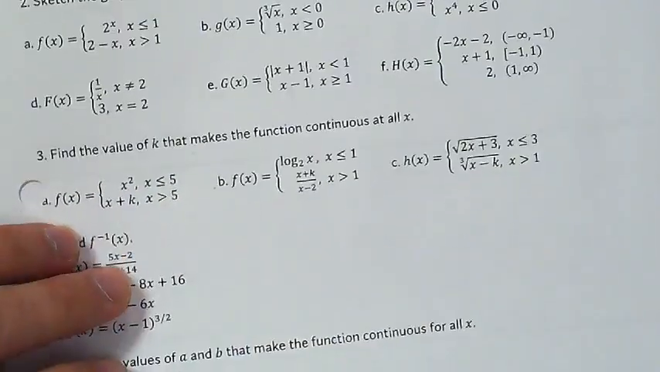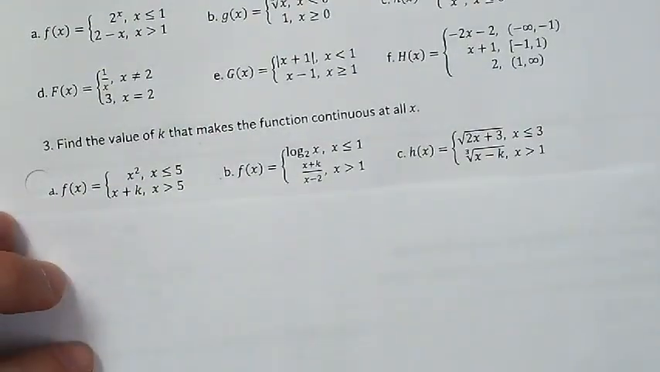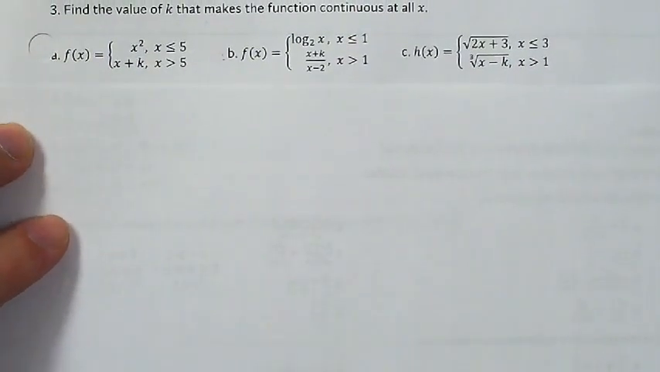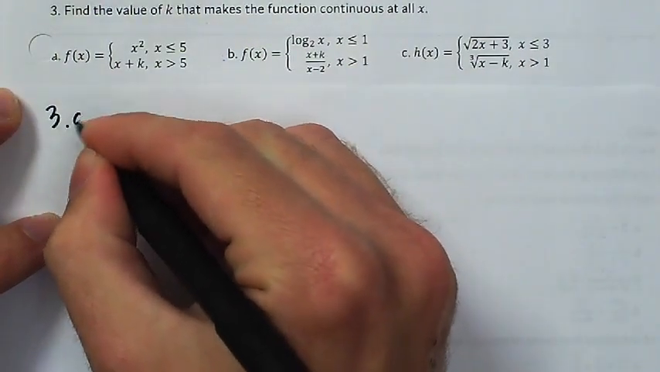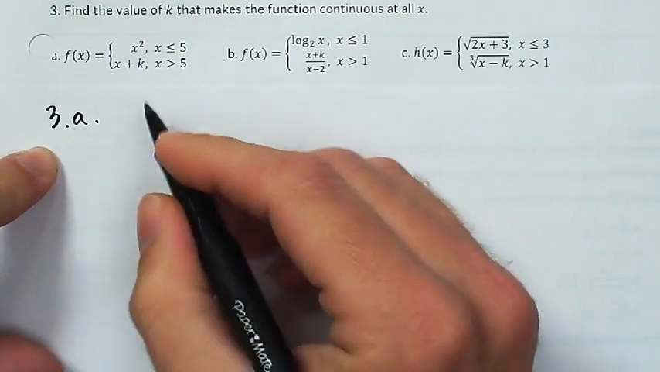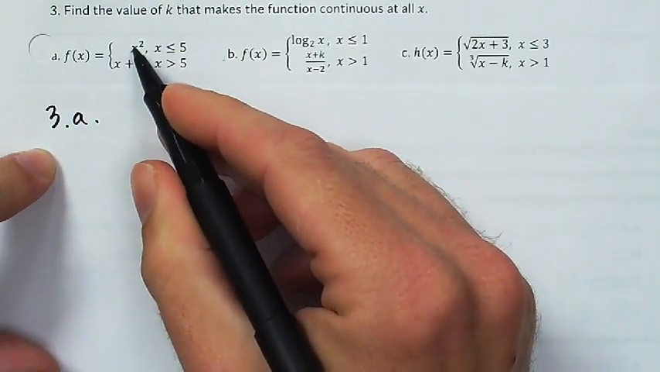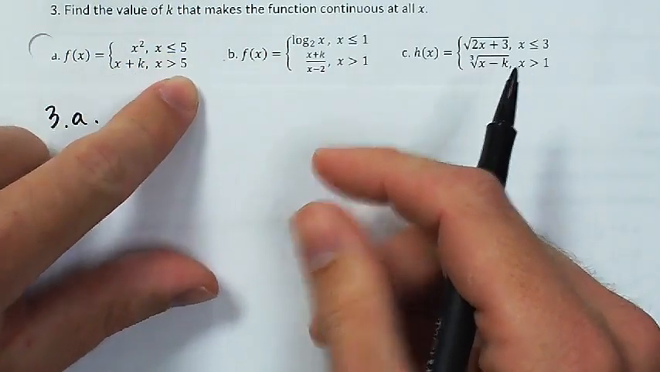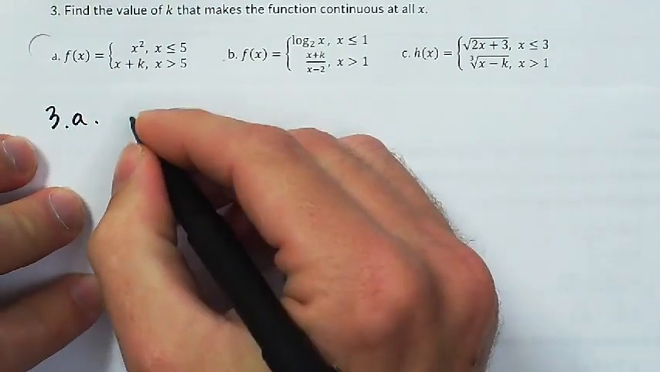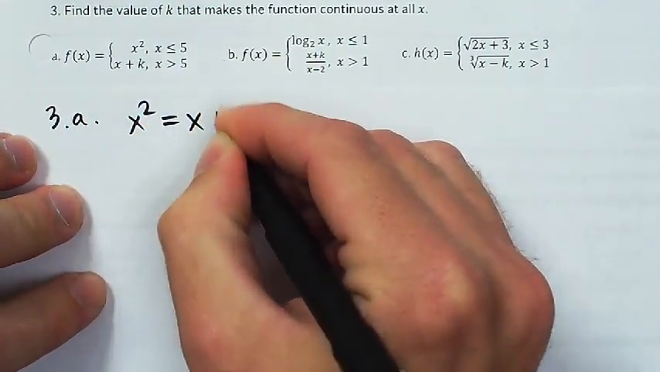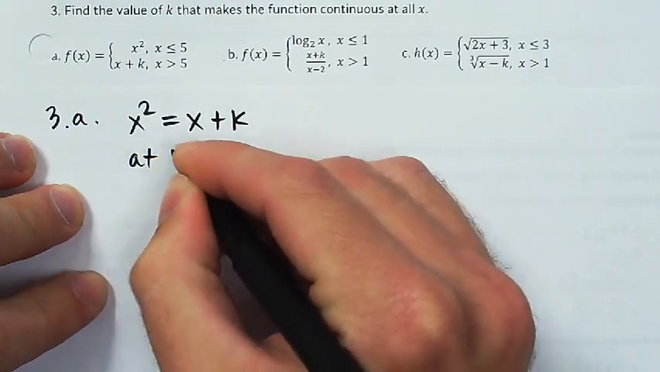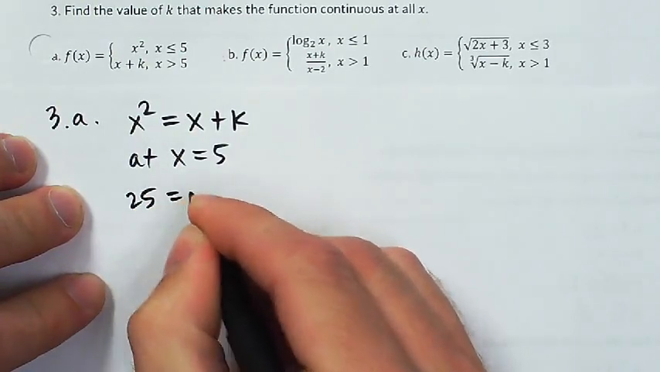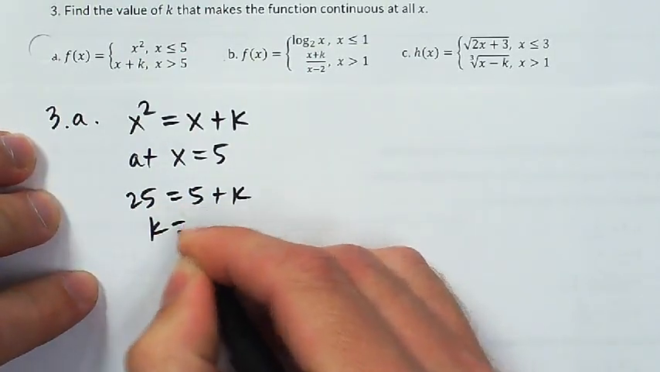Okay. Number 3, we're going to find the value of k that makes the function continuous at all x. And this is a problem type that we need to be familiar with because we solve it the same way every time. This is an AP calculus problem type, but I figured it was related to what we're studying right now, and it's right at y'all's level. So what we're going to do is, if we want it to be continuous, we need the 2 pieces of graph to meet up at the point that they would be splitting at. So I need x squared to equal x plus k at x equals 5. So I'm going to plug in x equals 5 and solve for k. So 25 equals 5 plus k. That means k is going to equal.